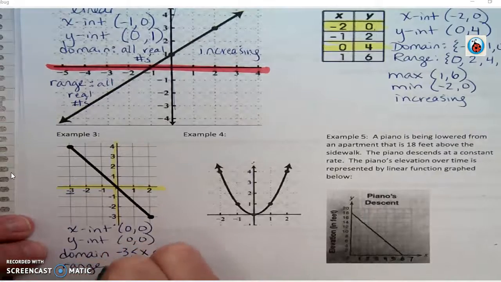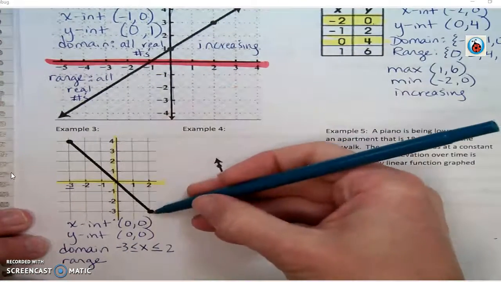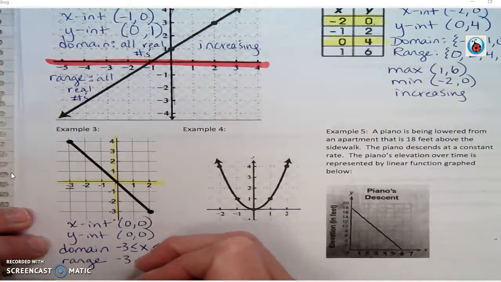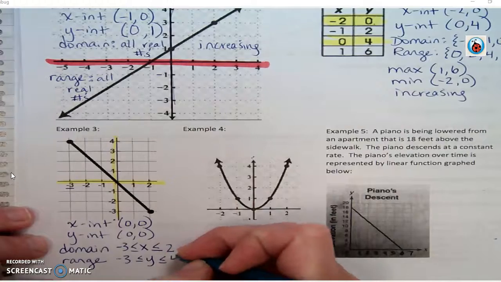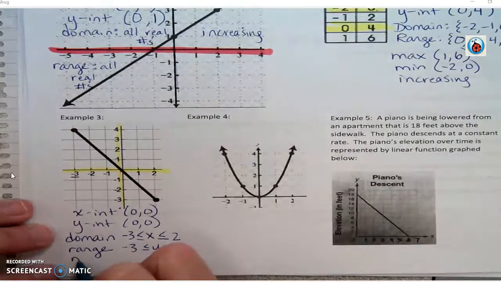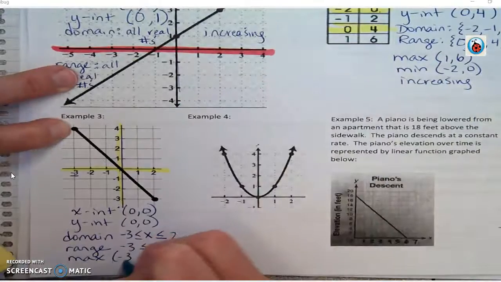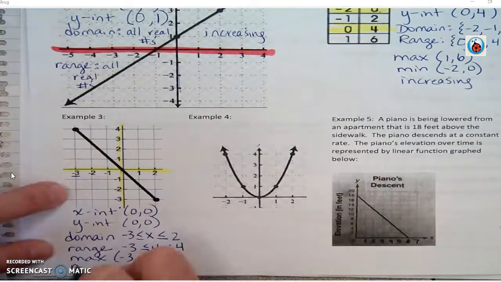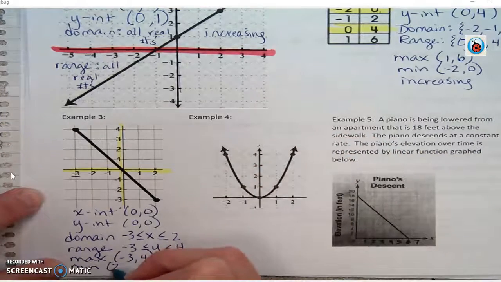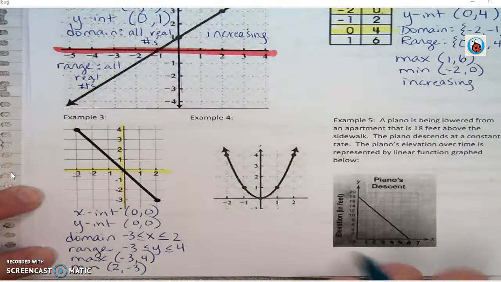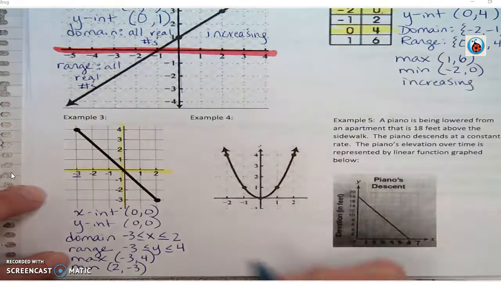The range is your y values, so you're looking at the y-axis. The lowest point is -3. The highest y value is 4. The maximum is the highest point. The highest point on the graph is right here, (-3, 4). The minimum is the lowest point, which is right here, (2, -3). Is this one increasing or decreasing? It is decreasing.